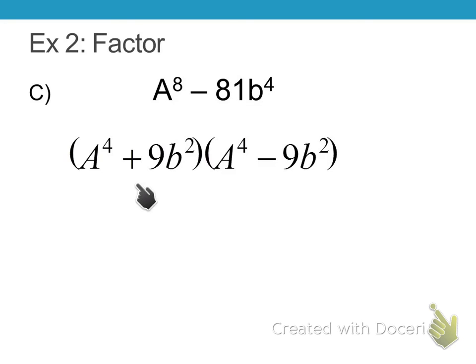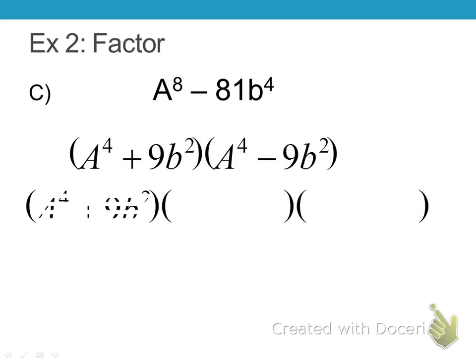Can I do it again here? I'm sorry, you cannot. There's no such thing as a sum of two squares. I mean, there is such a thing. Here it is. It's what it looks like. But it doesn't factor. Okay? The one that factors is the difference of two squares.